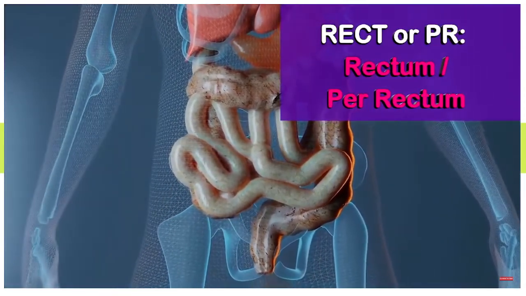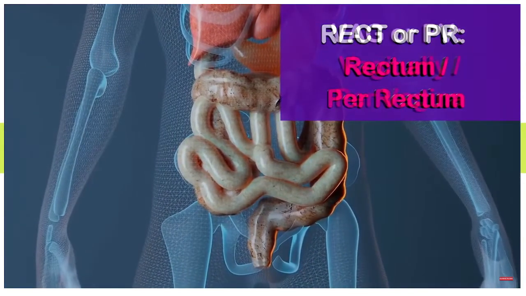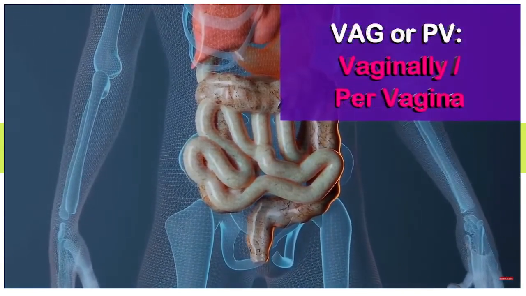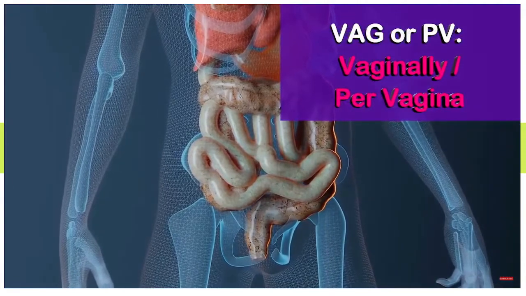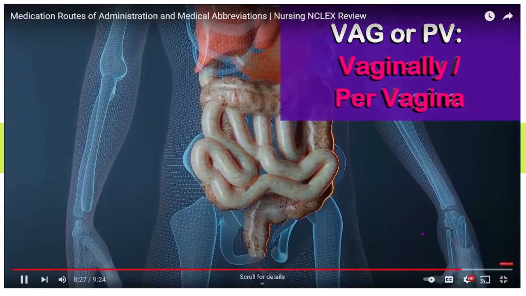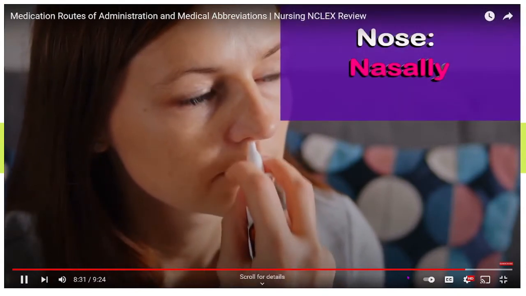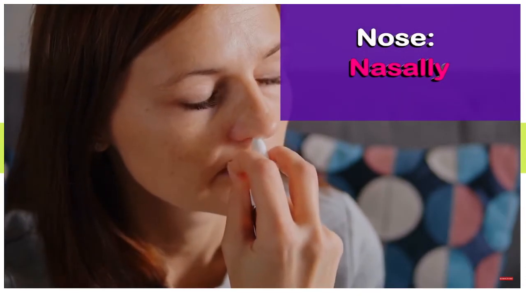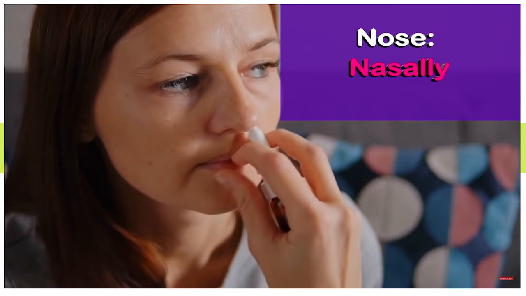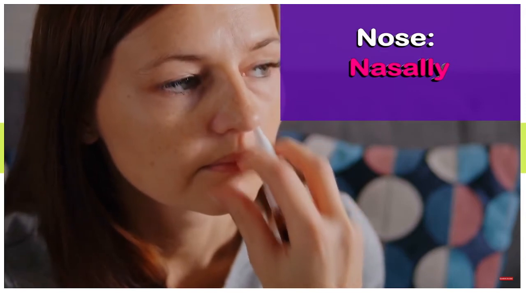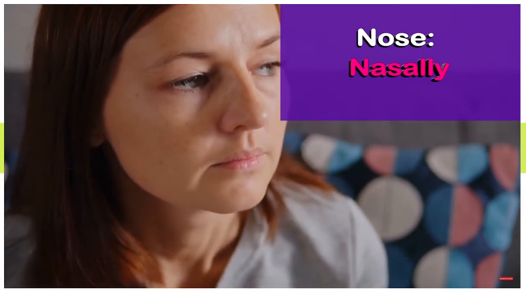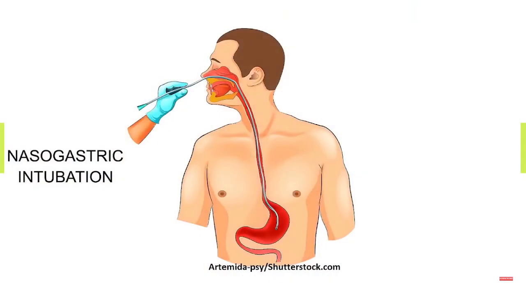In addition, medications can be ordered vaginally. So you may see this abbreviated VAG or PV, and PV stands for per vagina. Medications can also be instilled in the nose, so nasally. So the patient can have some type of medication ordered nasally where you would just squirt the prescribed amount in each nostril. And lastly, medications can also be administered through some type of tube, like a feeding tube.